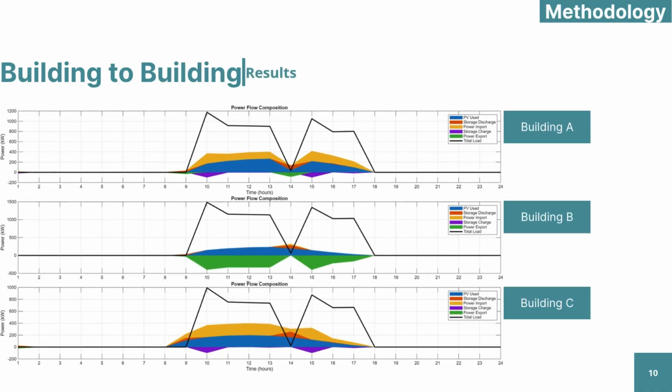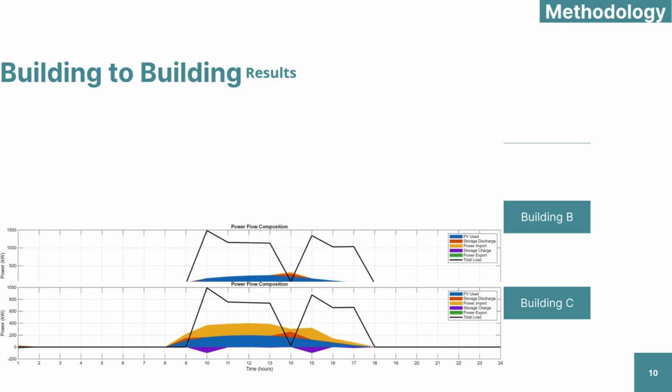Finally, in the building to building case, you can see how the buildings A, B, and C share and exchange energy through imports, exports, and storage, demonstrating how interconnected smart buildings can collectively create a more efficient, flexible, and resilient energy system.